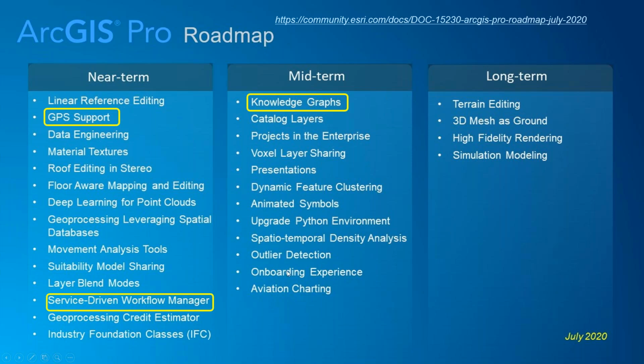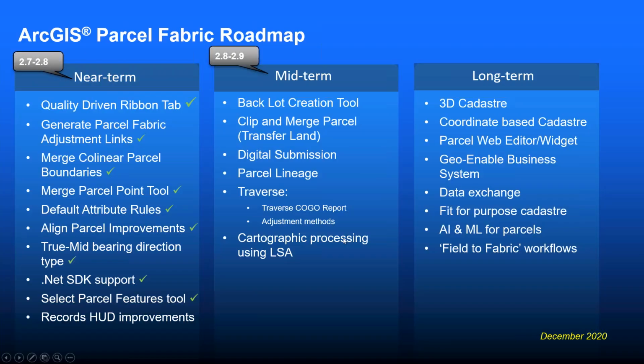So, new capability that's coming for us in the near term. All those checked features you'll probably see today. There are more features, like improvements to the heads-up display for the records, the active record that you see. We have great ideas to make it more efficient and productive. A tool to create backlots, a tool to transfer land, and annexation that clips from one and merges with the other. Could be one to many as well, or many to one.